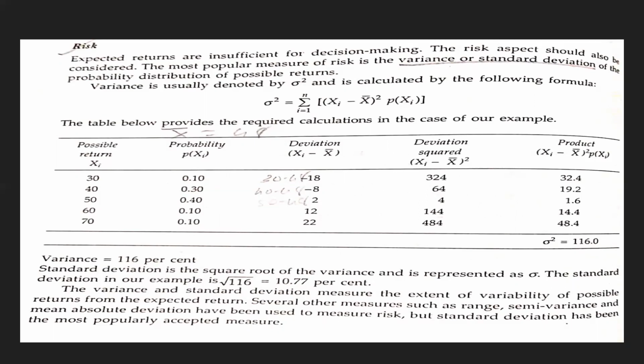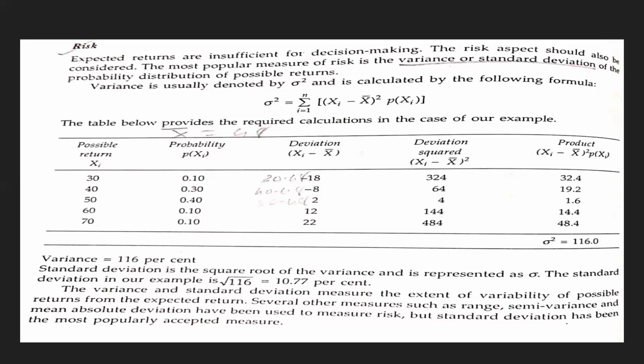Now we need to calculate the deviation. How much is the actual, this possible return from the calculated expected return? So 30 minus the expected return, which is 48 as per the previous question. So 30 minus 48 gives you negative 18. 40 minus 48 gives you negative 8. 50 minus 48 gives you 2. 60 minus 48 is 12. 70 minus 48 is 22. So you found the deviation.